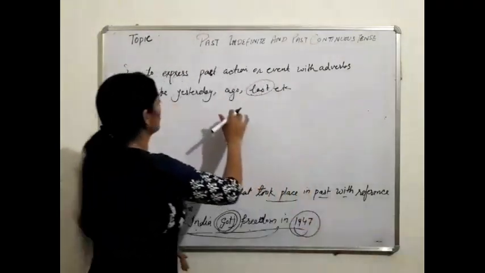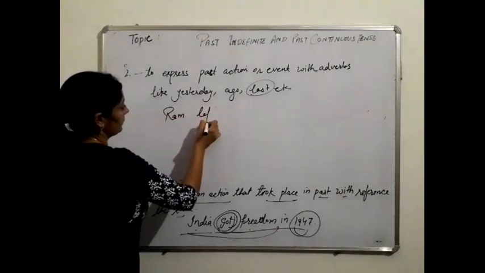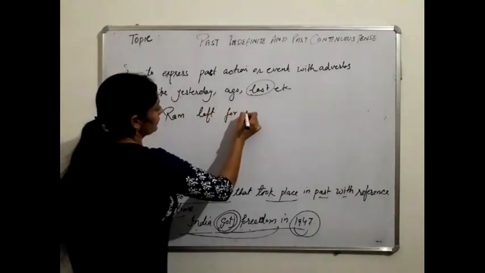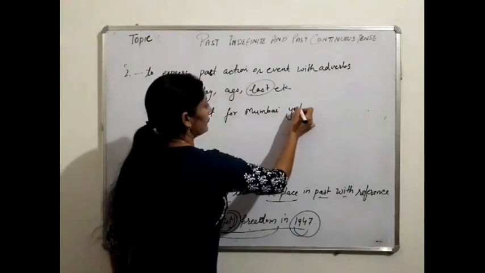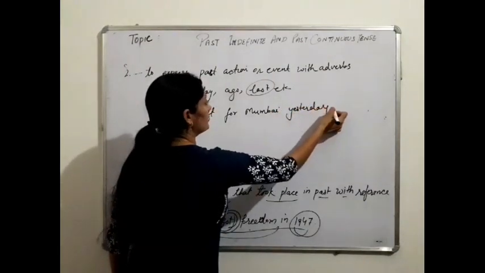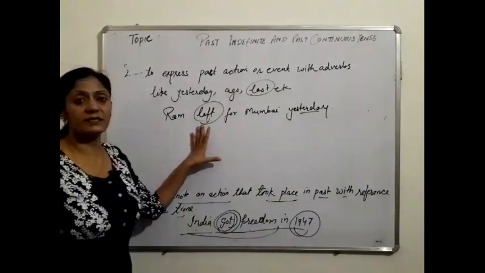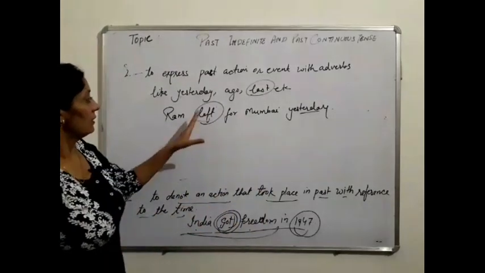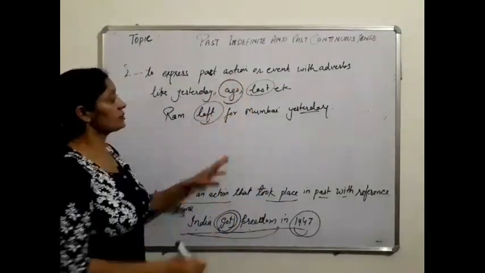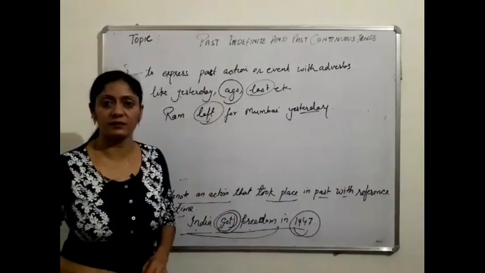Okay. For example, Ram left for Mumbai yesterday. Yesterday is there, so we have used the second verb here. Ram left for Mumbai yesterday. You have also seen the stories, long ago there was a king. Mostly stories are written in past tense.